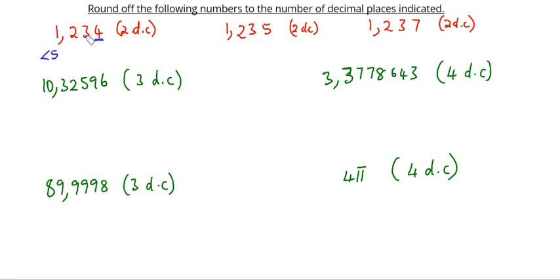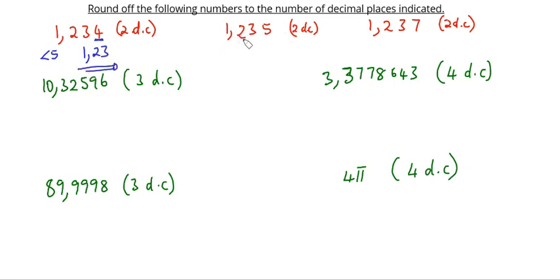When it's less than 5, it doesn't change anything on the 3. So what do you need to do? You need to take it down, you need to take it out. When you take it out, you're going to be left with 1,23. And this becomes our answer, okay?